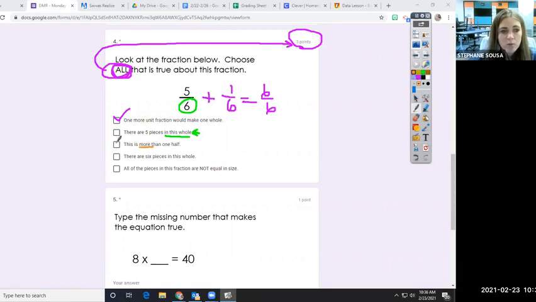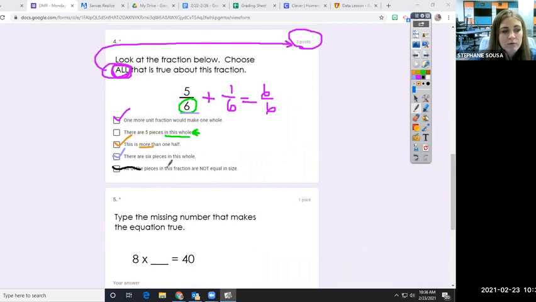This is more than 1/2. That is correct. Half of 6 is 3. 3 and 3. Okay, so this is more than 1/2. There are 6 pieces in this whole. That is correct because the denominator is 6. Denominator describes the whole. All of the pieces in this fraction are not equal size.